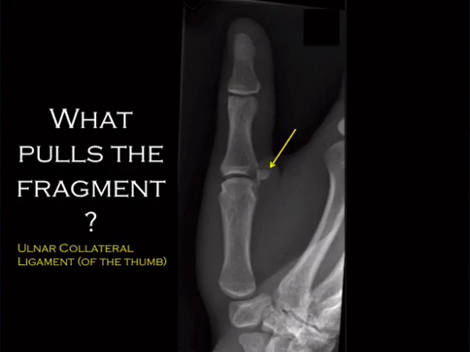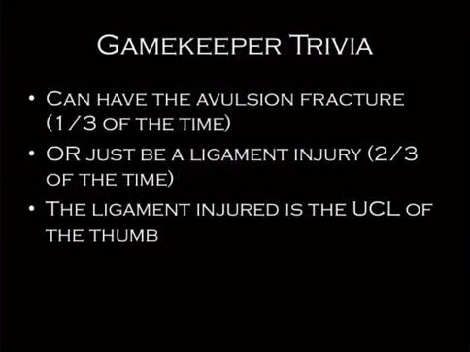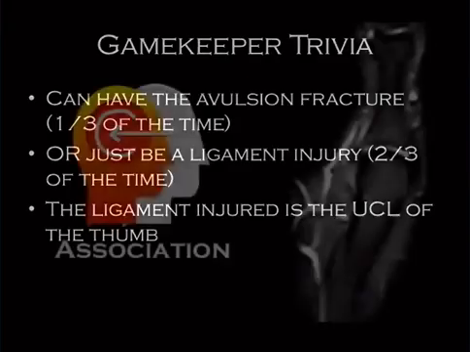Now here's some trivia that you might need to know about gamekeeper's thumbs. About a third of them have the avulsion fragment. So two-thirds of the time they don't. Two-thirds of the time they just have a ligament injury. And of course the ligament injury is the ulnar collateral ligament of the thumb.